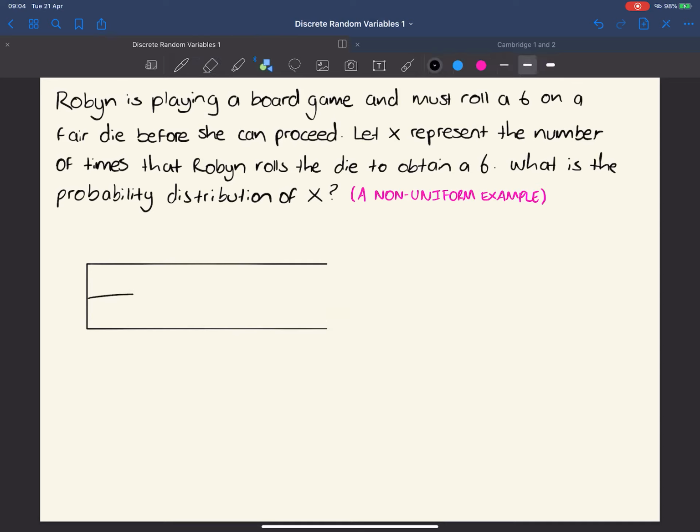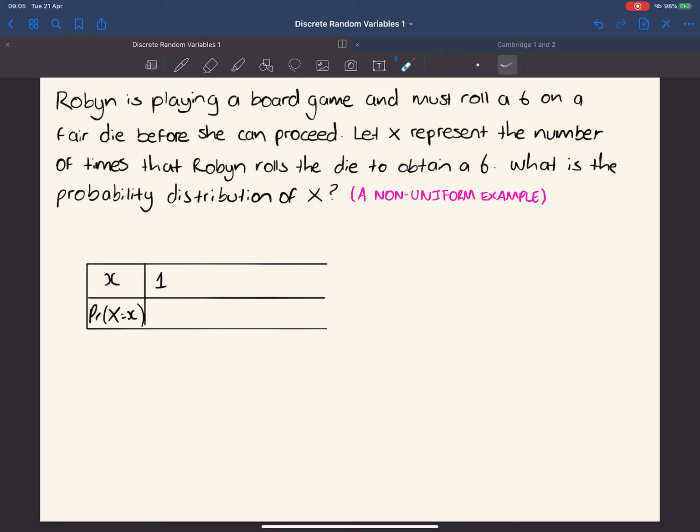I'll put another straight line in here. And on the top will be our sample space. On the bottom will be the probability that our variable is each one of those sample spaces. So here we go. Now, if X, or the little x, is our sample space, that means that we're going to start with the number 1. That means rolling 1 dice and landing on a 6. Remember, letting X represent the number of times that Robin rolls the dice to obtain a 6. This means that Robin rolled a dice only once and landed on a 6 immediately.